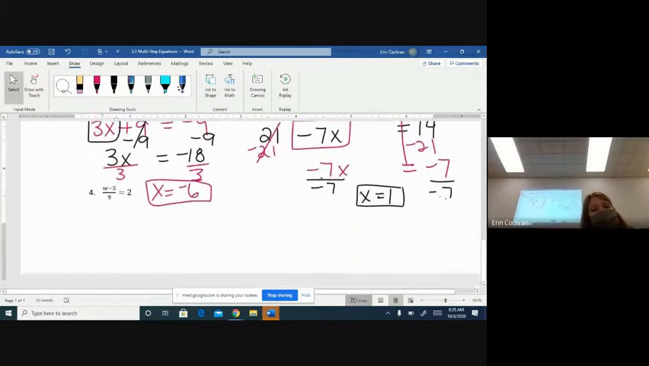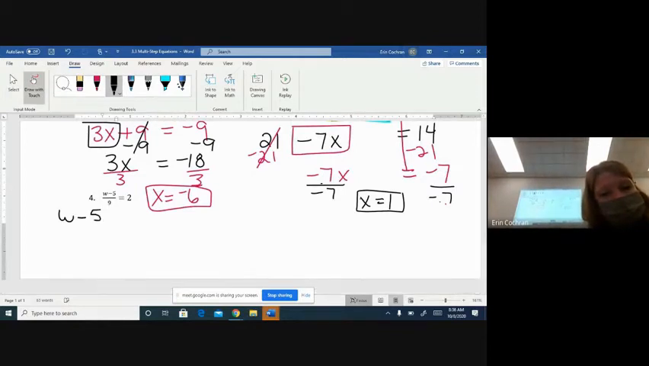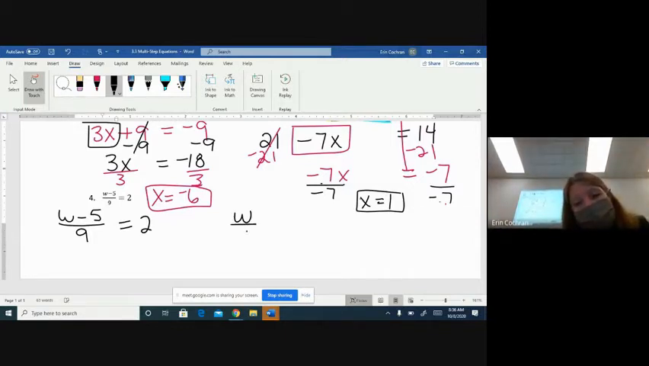And then number 4. Number 4 is set up different, isn't it? I'm going to write it over here for a second. Now in this one, we can look at it 2 ways. We can look at it as one fraction here, or don't you guys remember where it was w over 9 minus 5 over 9 equals 2? How we wrote that before? Now, do you guys like dealing with fractions? No. So this way is actually the easiest way to do.